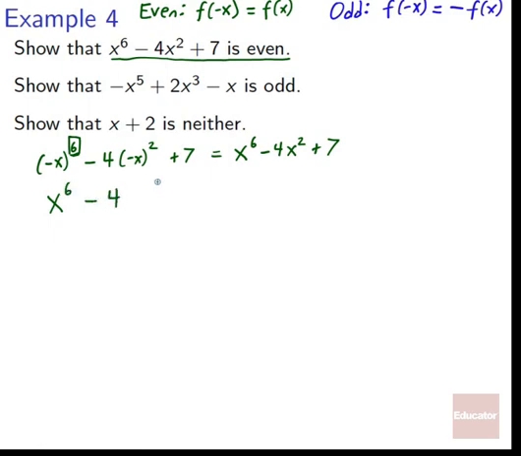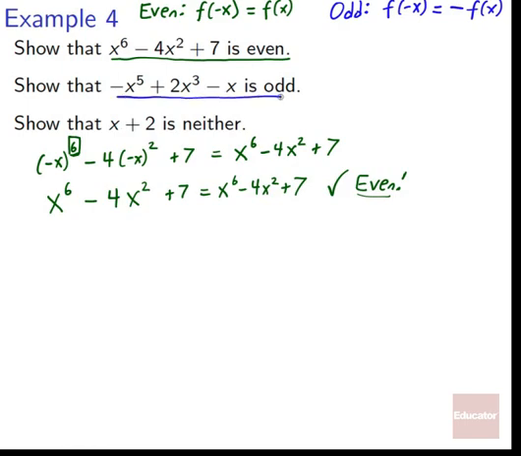Negative x times negative x cancels and just becomes plain x squared, plus 7 equals x to the sixth minus 4x squared plus 7. Turns out that it has no effect. If we plug in a negative x, it's the same thing as if we plugged in the positive x. Plugging in a negative version of a number is the same thing as plugging in the positive version of a number. So checks out, it is even. Great. Next one, let's look at odd.